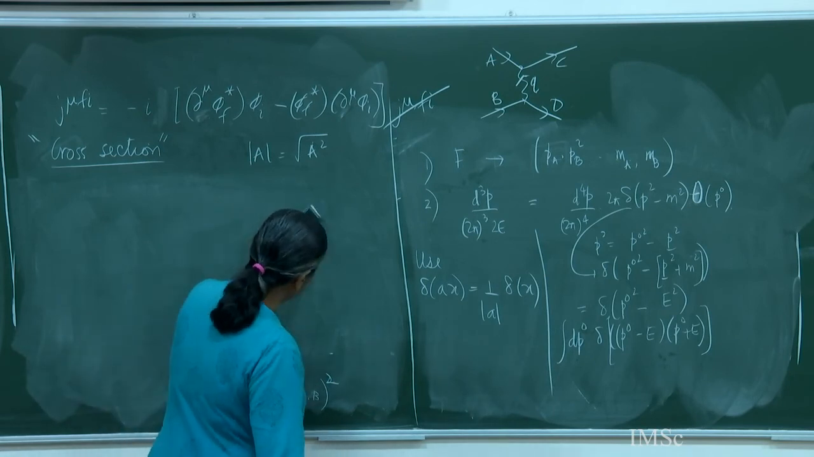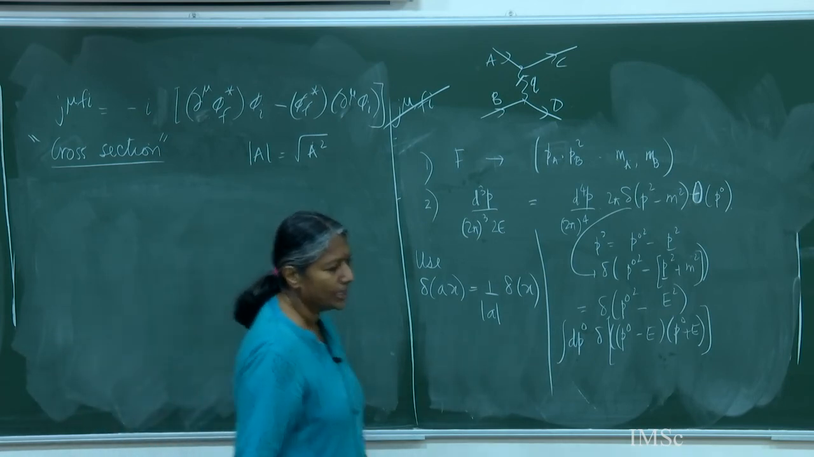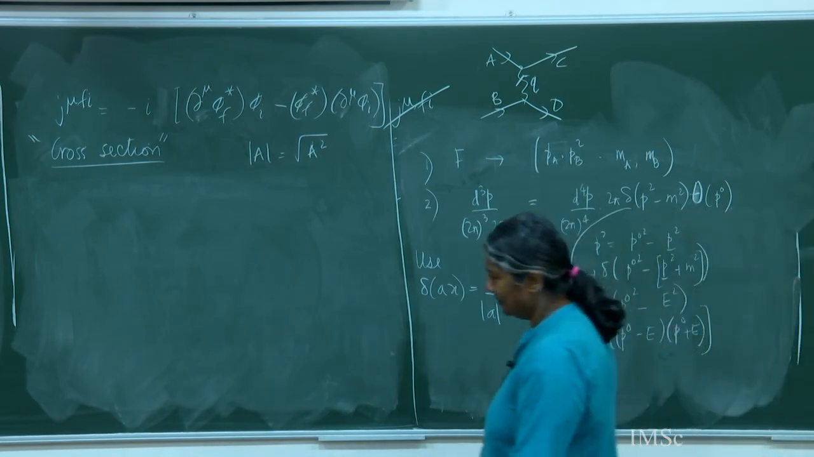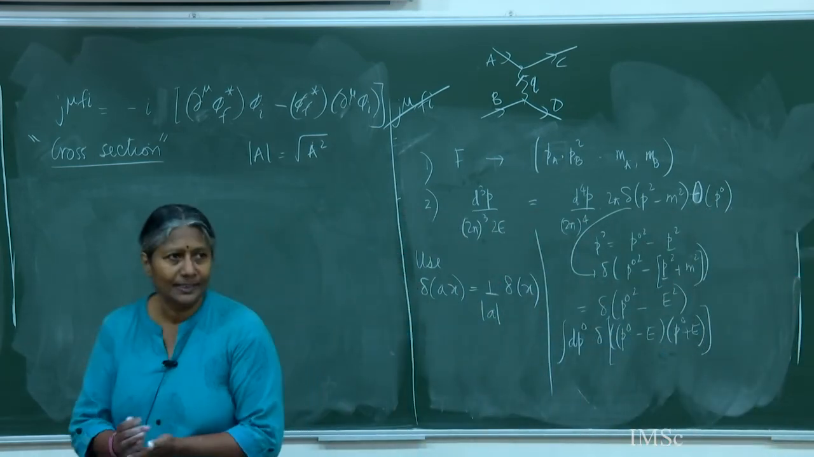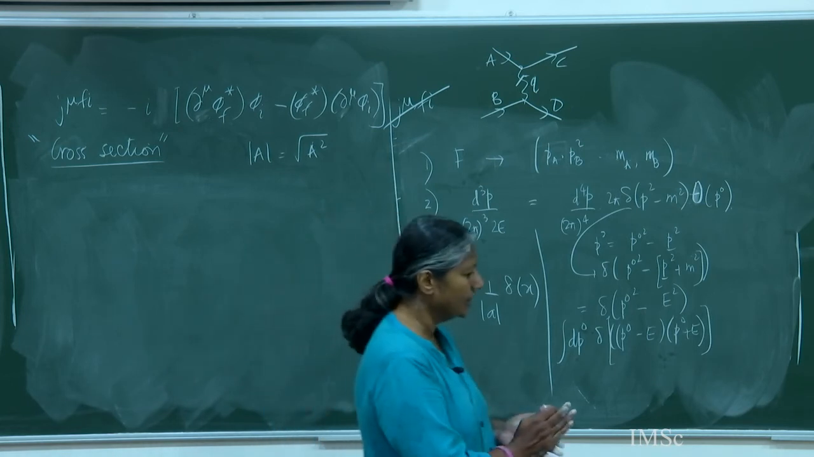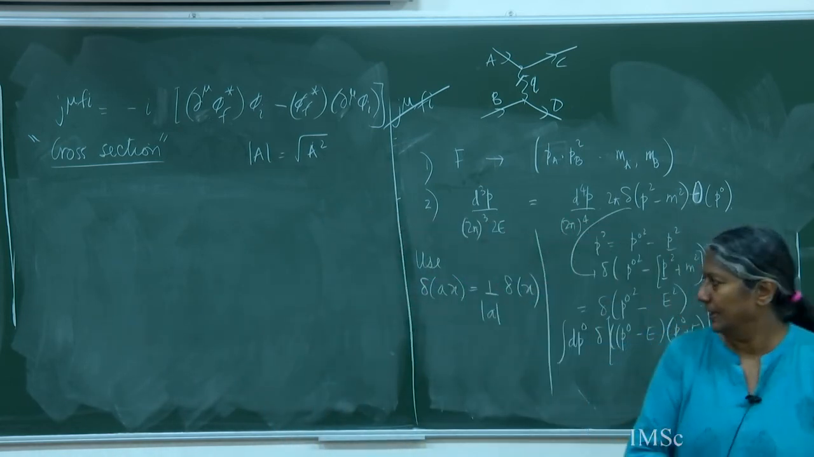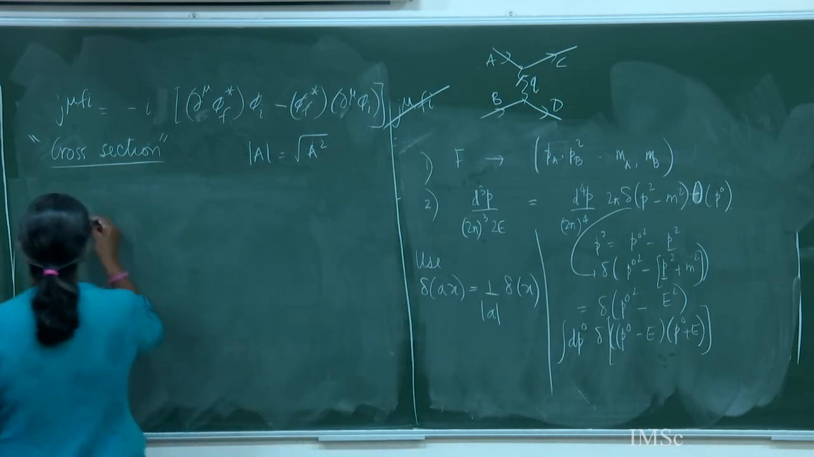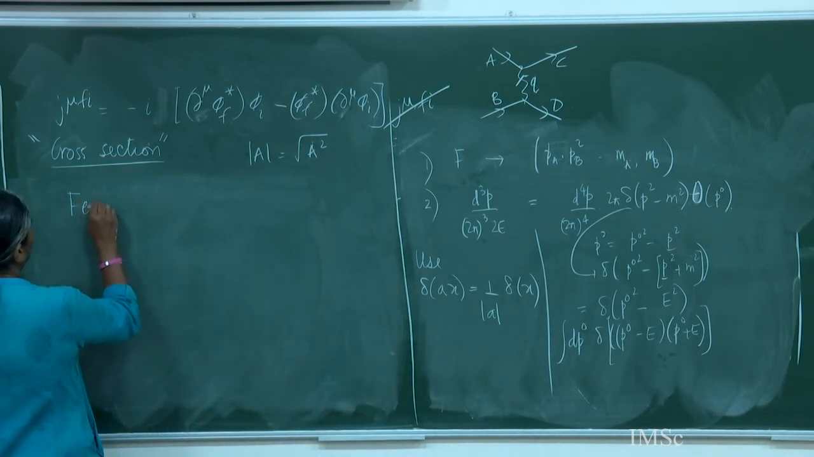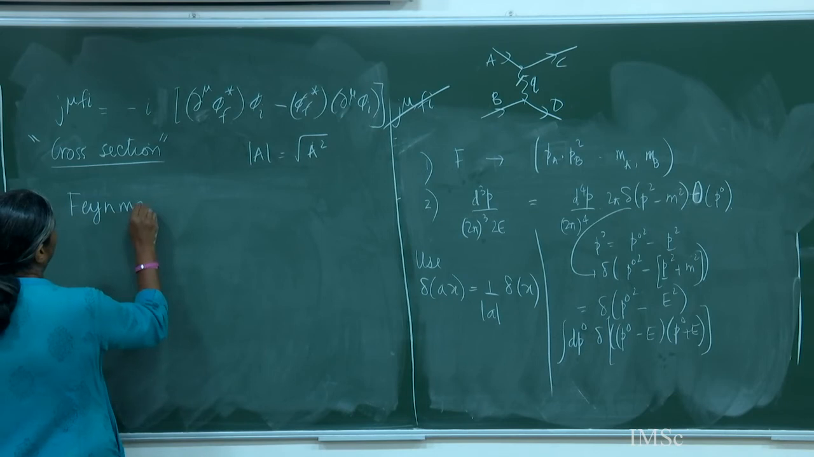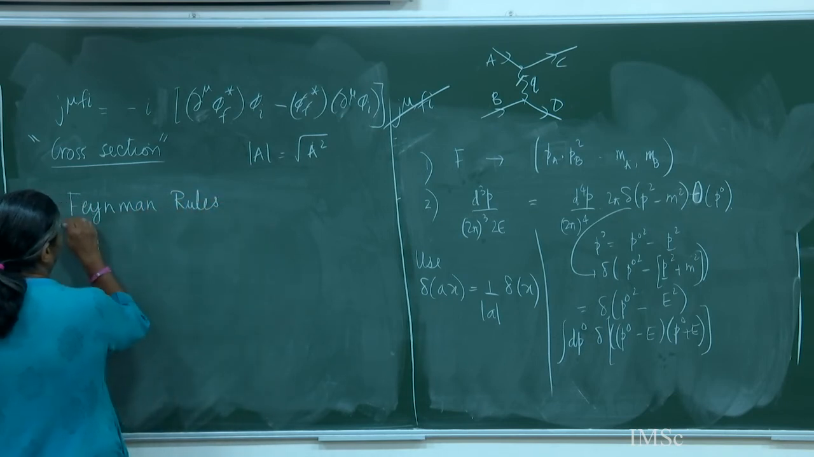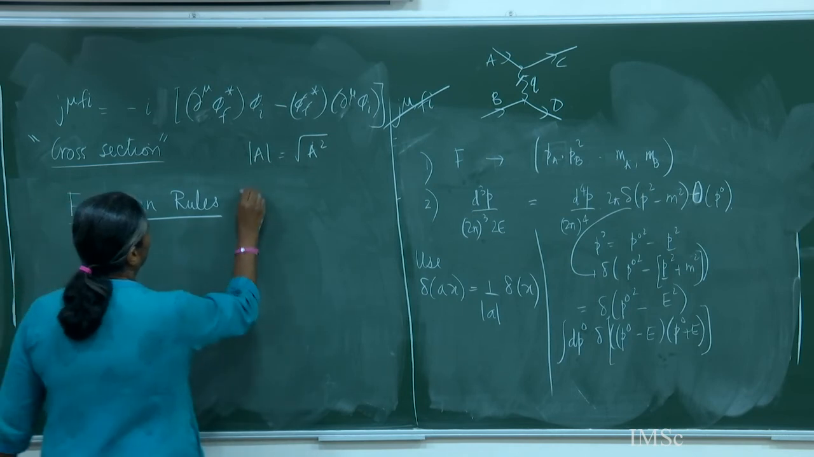So we have still not computed the cross section for this process, but before doing that I think we will not even compute it in this class because somehow we got delayed. So we will compute it in the next class, but I want to set up certain things over here now. So what are we going to set up? I am going to set up something called the Feynman rules.